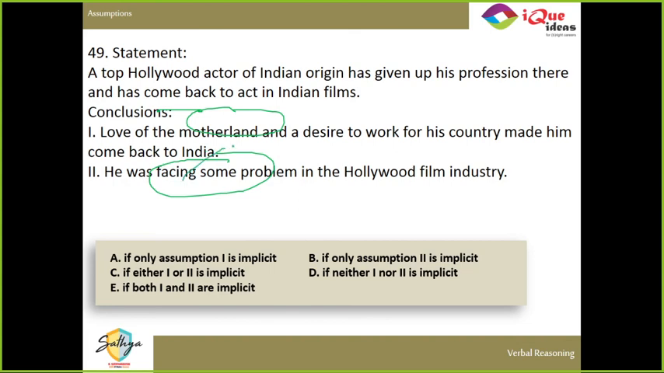So even without assuming any one of these, the statement can still be true. And hence option D. Even without assuming any one of these, the statement can still be true. So I don't need any one of these assumptions.